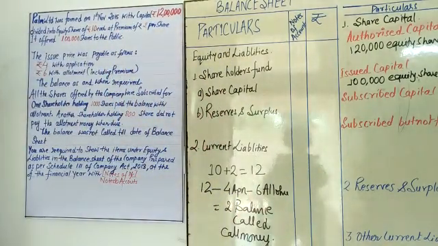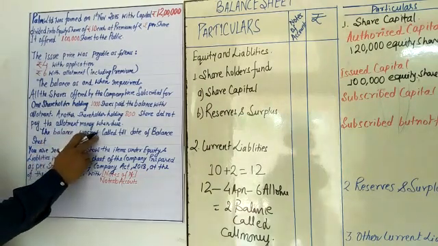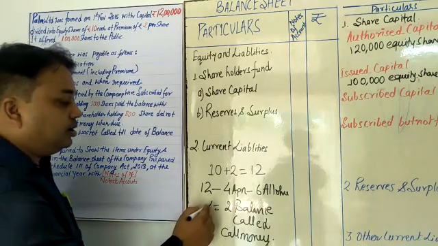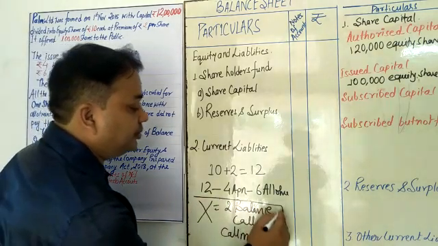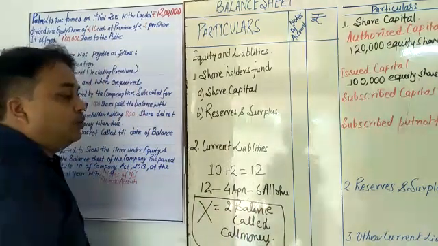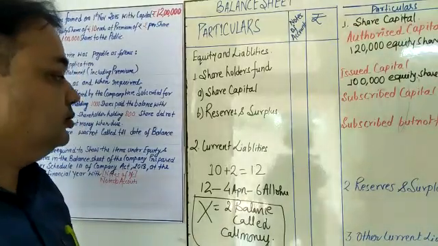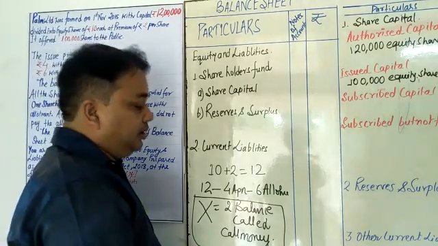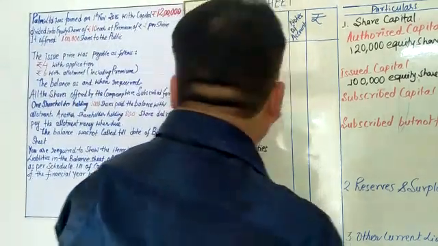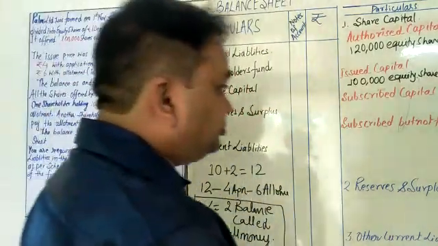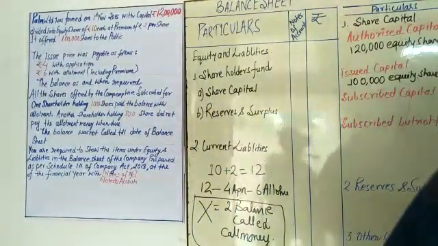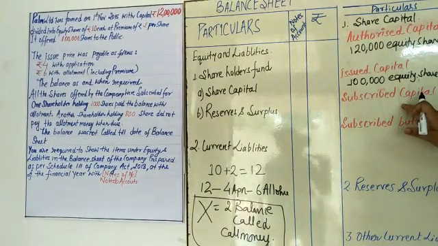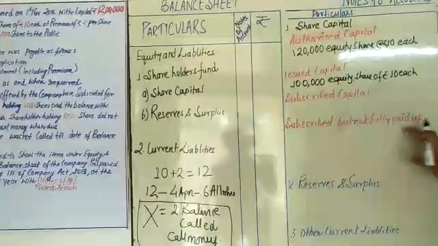My dear student, what will happen? In this question, the company did not make the call till the balance sheet date. It means the company is not going to call these 2 rupees. So what is the called up amount? The called up amount is 8 rupees only. So here the question arises: subscribed capital but not fully paid up.